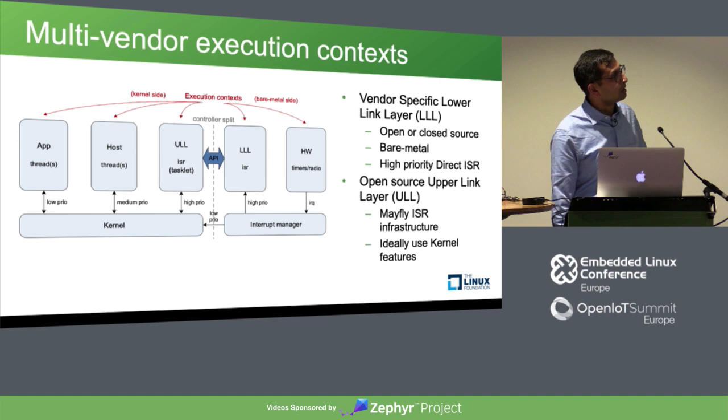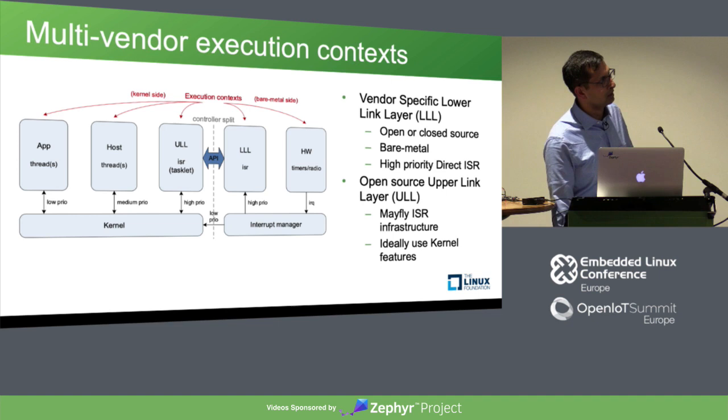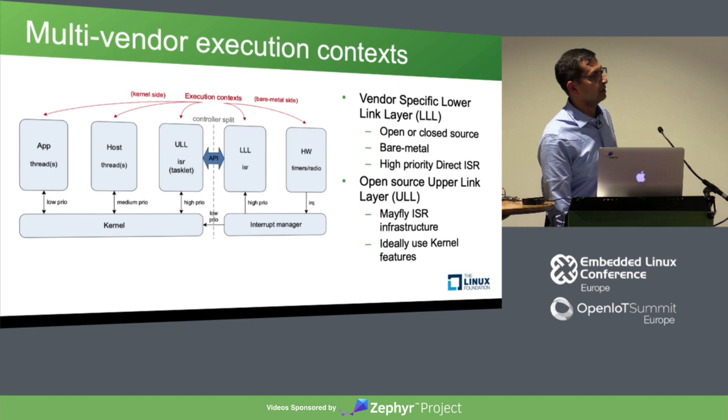And the vendors could choose to reuse the lower link layer if they want. Then they would just have to abstract the hardware interface, or they could just utilize the API between the upper link layer and lower link layer, which, in the next slides, I can show what those are.